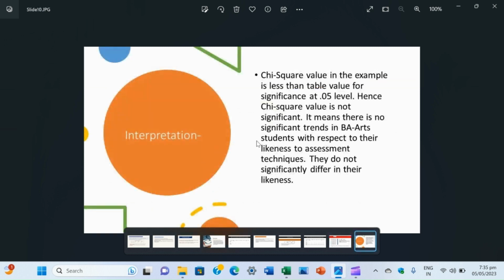So how do we interpret it? The chi-square value in the example is less than the table value for significance at the 0.05 level. Hence, the chi-square value is not significant. It means there are no significant trends in the BA Arts students with respect to their likeness to assessment techniques. They do not significantly differ in their likeness.